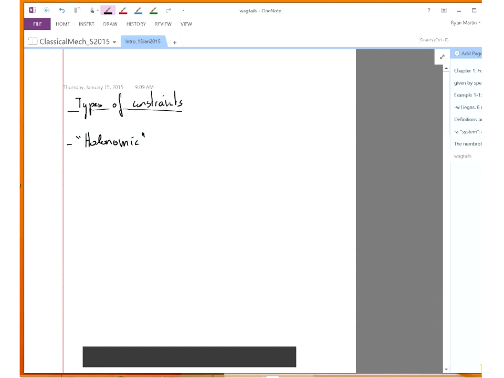A holonomic constraint is a constraint that can be written as an equation of the coordinates. So the constraint equation can be written using the coordinates. The examples that we just did are classic holonomic constraints. The constraints are literally between the coordinates, that they have to be separated by this distance.